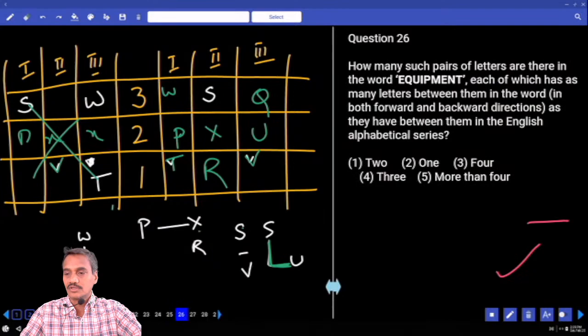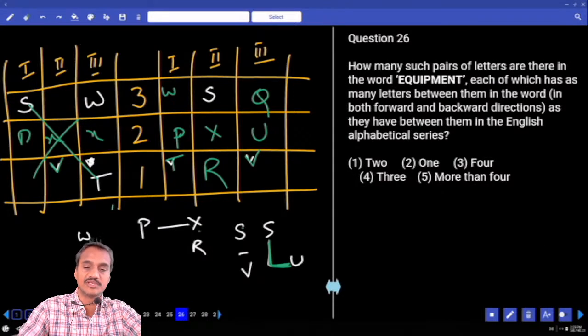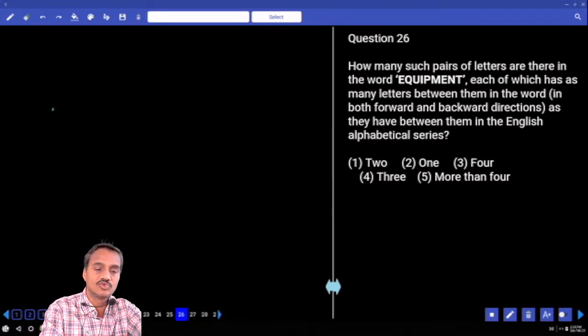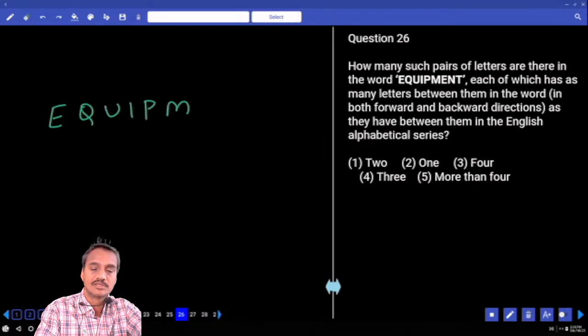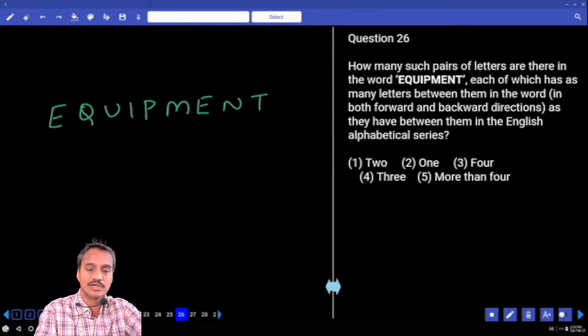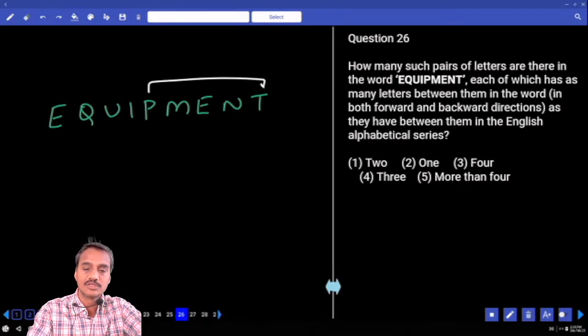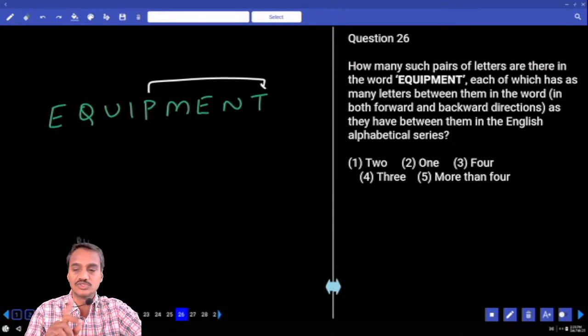Then 26. Now in this question number 26, how many such pairs of letters are there in the word EQUIPMENT? E-Q-U-I-P-M-E-N-T. Starting with E: F, G, H, I, J, K, L, M. Q, R, S, T, U, V, W, X. U, no letter more than this one. I, J, K, L, M, N. P, Q, R, S, T. P to T. M, N, O, P. That's it. Hence left to right there's only one pair.